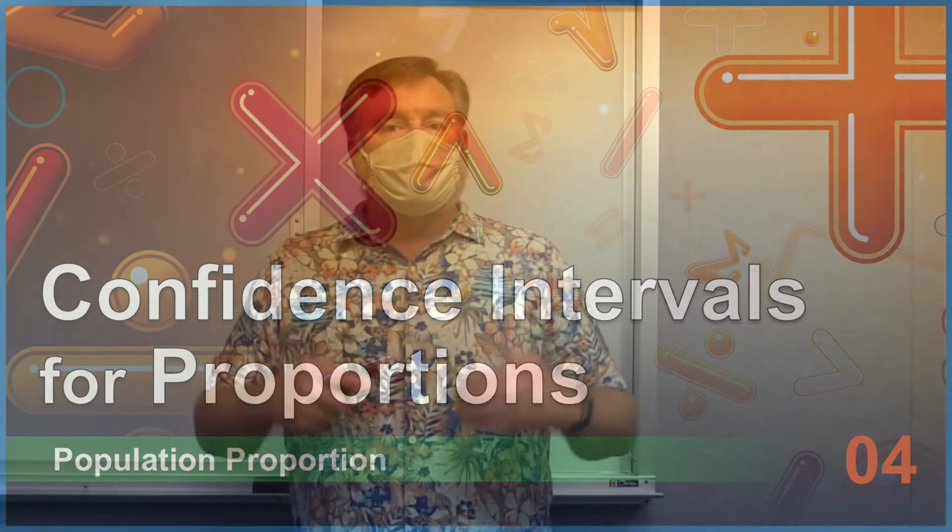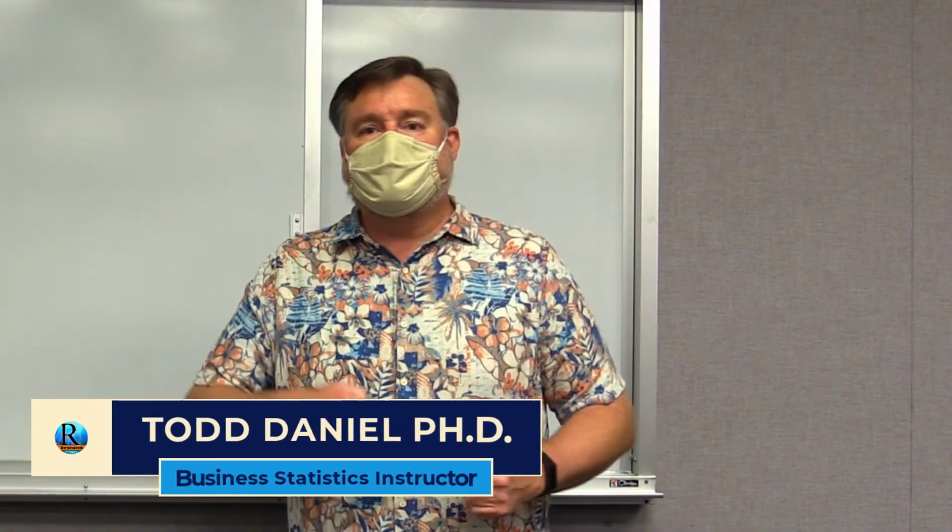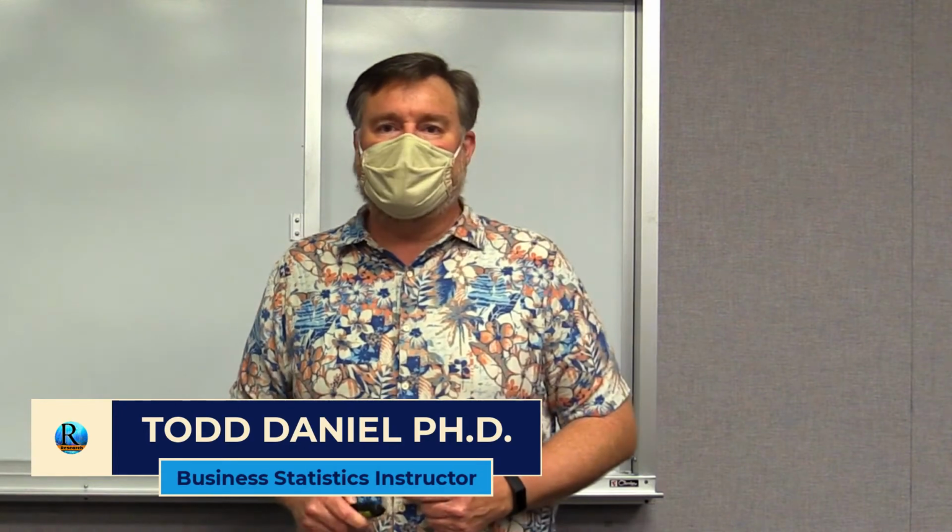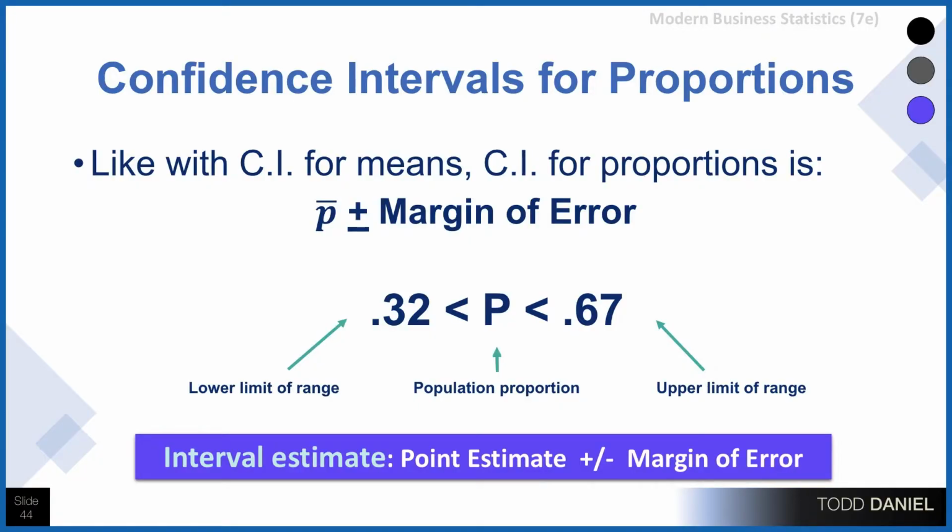We're going to apply what we've learned about confidence intervals for a mean to creating confidence intervals around a proportion. Like the confidence interval for a mean, the confidence interval for a proportion is the point estimate plus or minus a margin of error. And so it will look like this. We have our population proportion, which is greater than the lower limit of the range of proportions and less than the upper limit of the range of proportions.